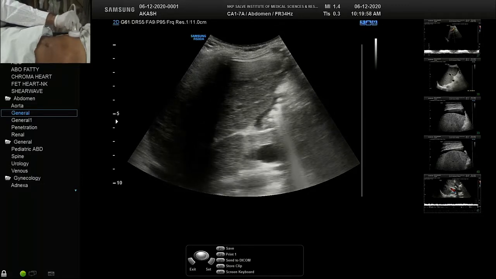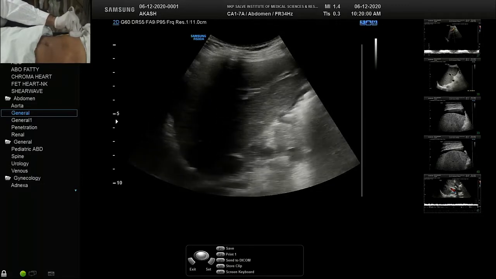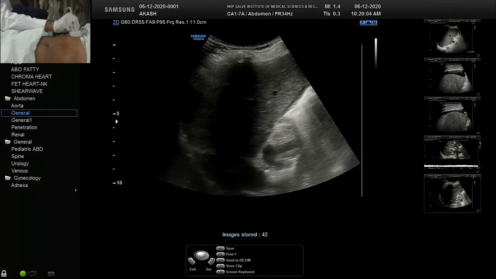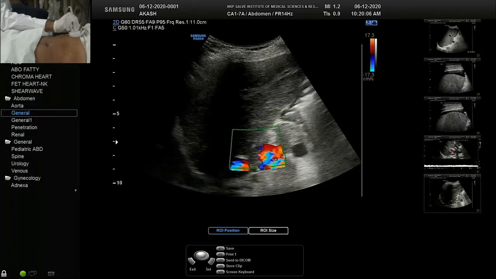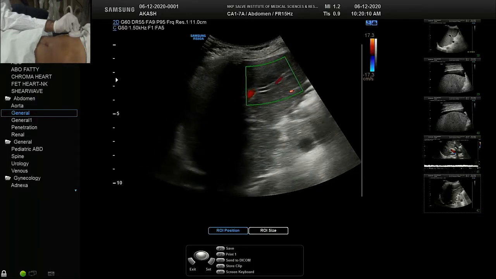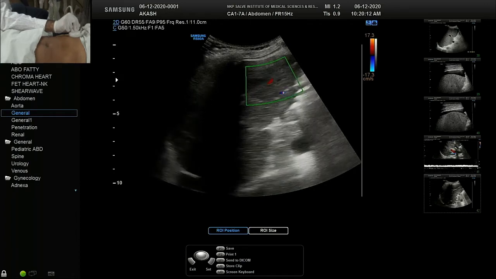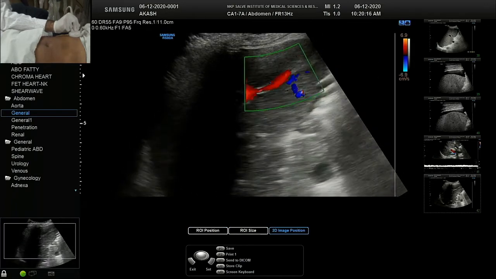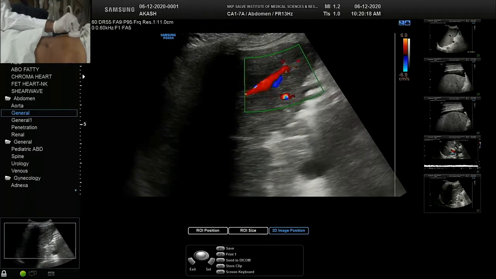You see this? Again, that's the paraumbilical vein, very small. We'll try to see whether there is flow in it. Yes, there is flow in it. We'll reduce the PRF to pick up the flow, increase the magnification so that we see that vein again.